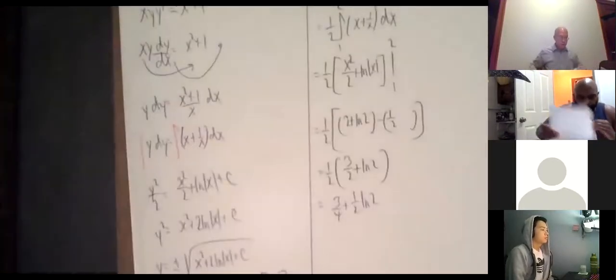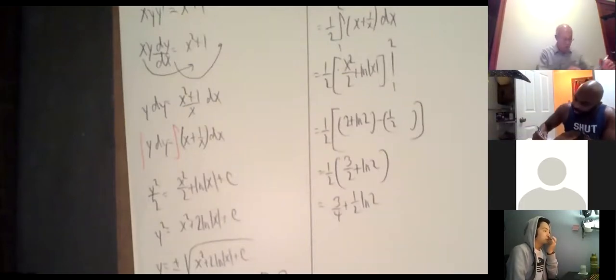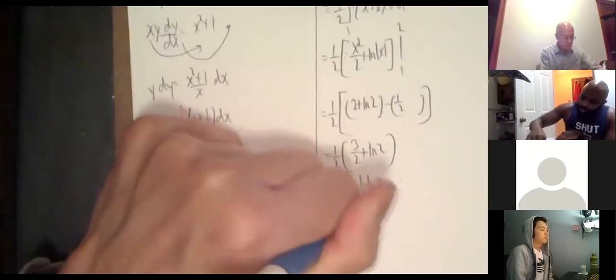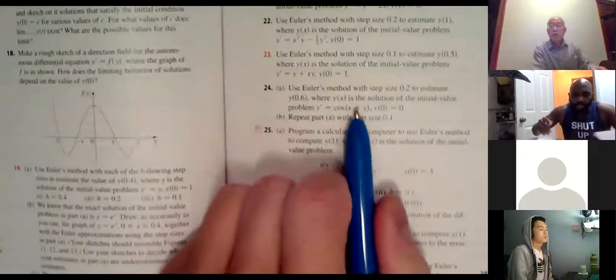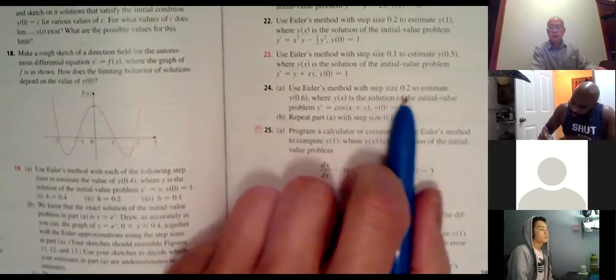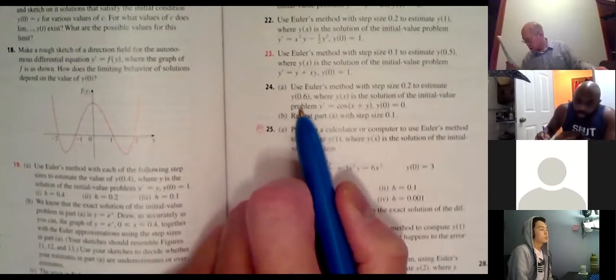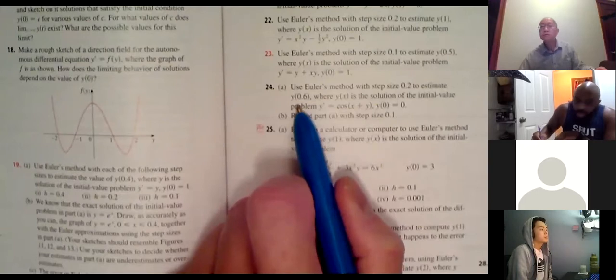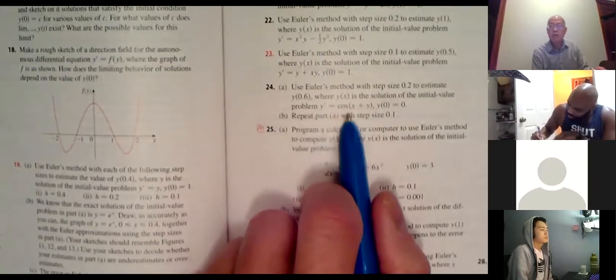9.224. Okay, use Euler's method with step size 0.2 to estimate y of 0.6. y of x is a solution of the initial value problem y prime equals cosine of (x plus y), y of 0 equals 0. Okay, so let's write that down.